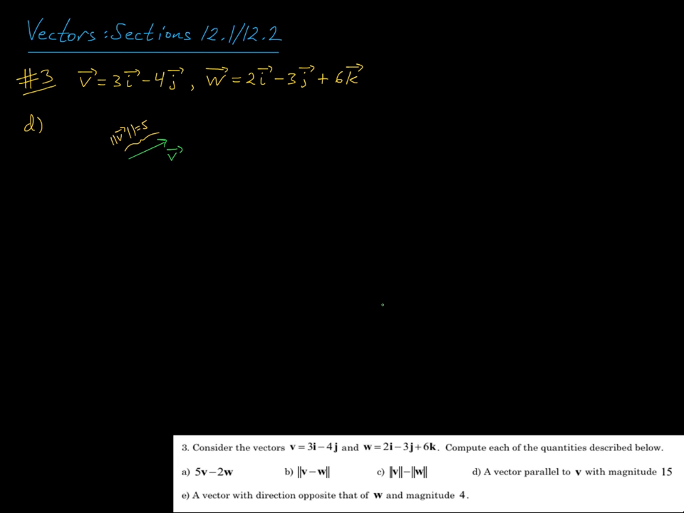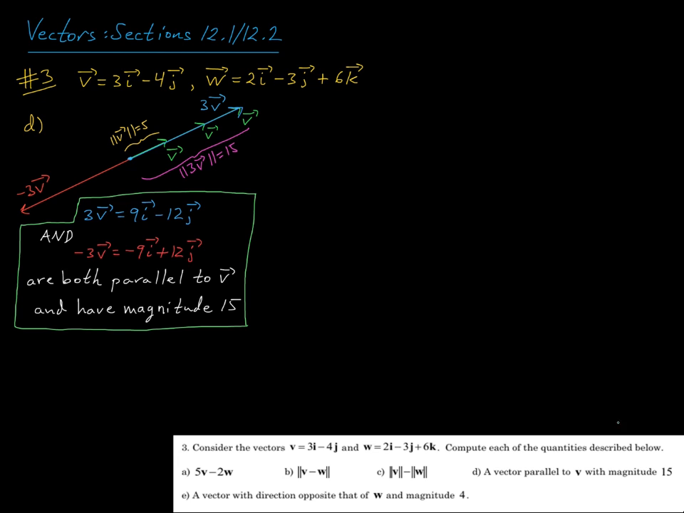It says find a vector parallel to v with magnitude 15. Well, noting that the magnitude of v is 5, that we saw back in part C, if I want to find a vector parallel to v with magnitude 15, I'm going to go ahead and just scale v by a factor of 3. It'll have magnitude 15, and 3v has the same direction as the vector v. So 9i minus 12j is one such answer.